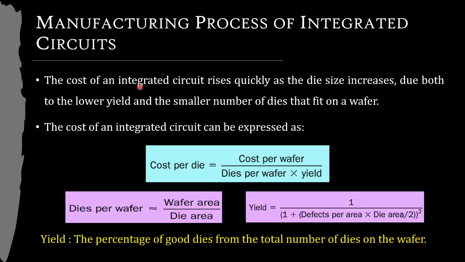The cost of an integrated circuit rises quickly as the die size increases, due both to the lower yield and the smaller number of dies that fit on a wafer.